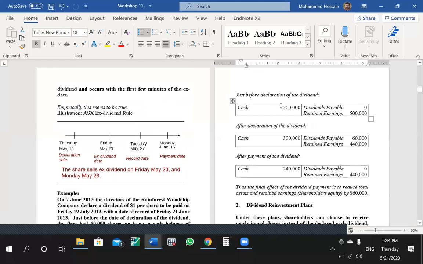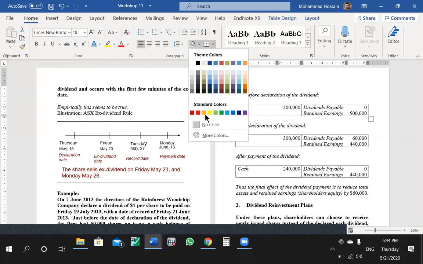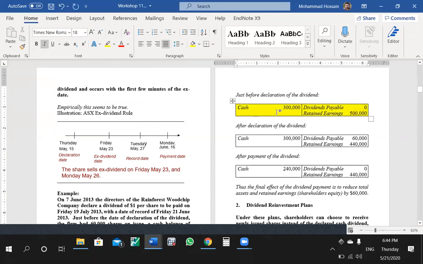And here they showed you the ledger account. You can see that on the day of the declaration date, this is before declaration, and this is after declaration. Before is important. Before declaration, the balance of the books was like this. They had cash of $300,000.